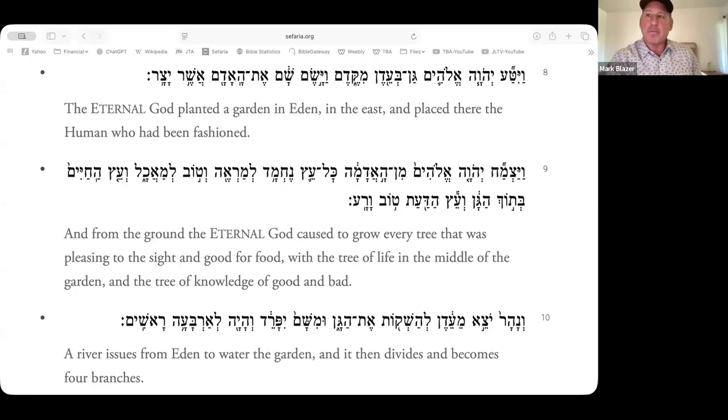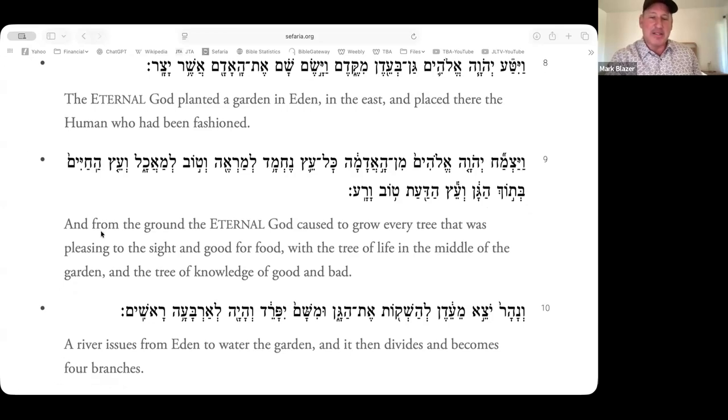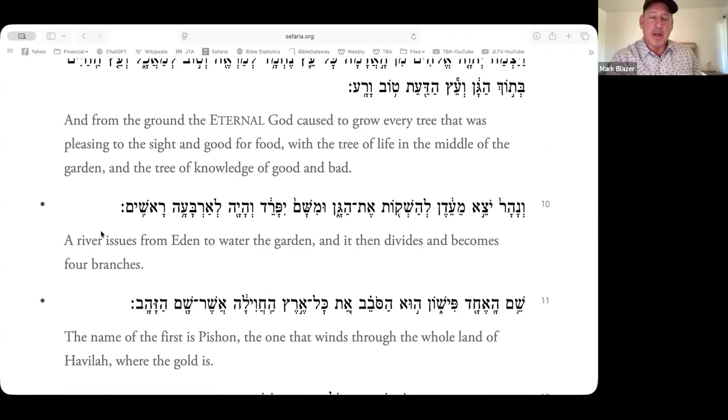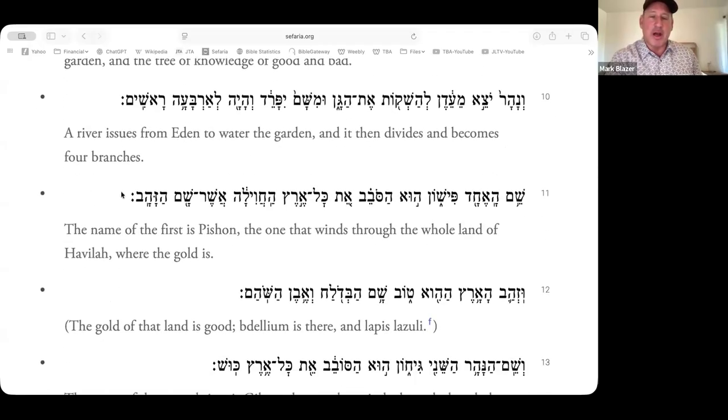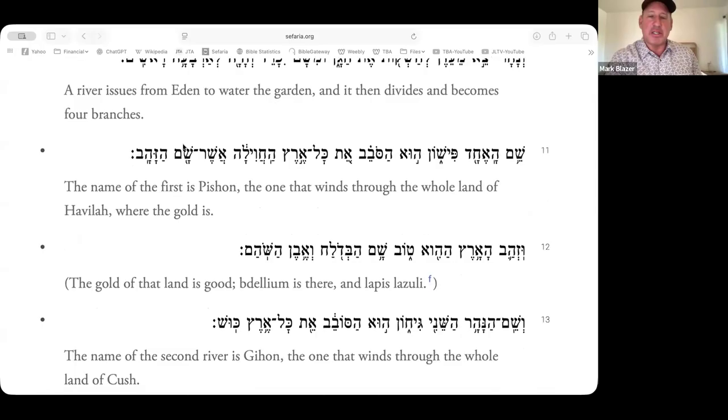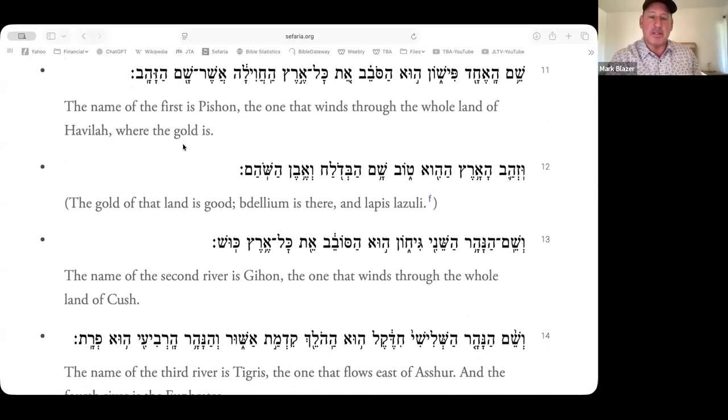Okay, well, let's cover some ground here. The river is in, out of Eden, and then it splits into four different branches. And here's what it says.